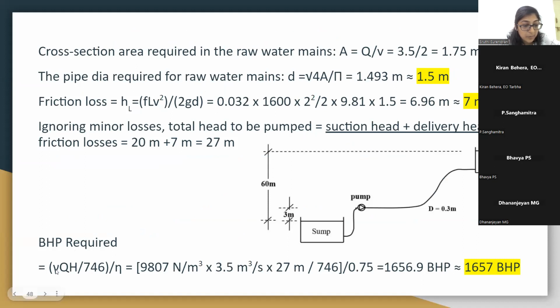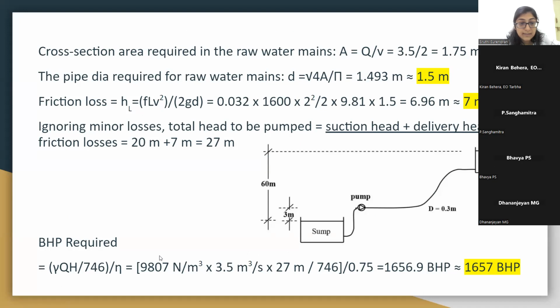Here gamma is 9.81 into 10 to the power 3, they've given 9.81 kilonewton per meter cube. So that we are converting to Newton, it will be 9807 Newton per meter cube. Q is again given over here, 3.5 meter cube per second into H is equal to 27 meter.